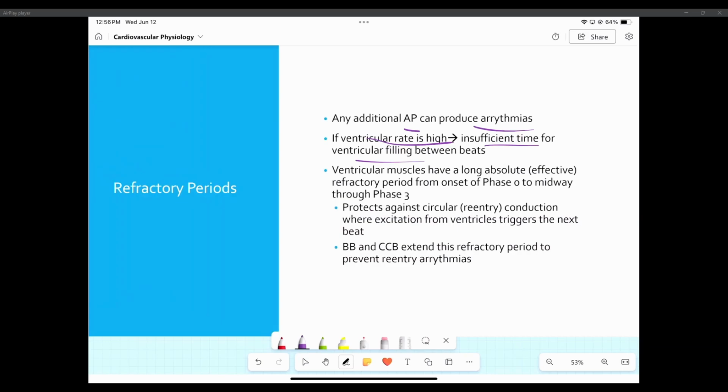So ventricular muscles have a very long absolute refractory period, from the onset of phase 0 through phase 3. This is important to protect us against re-entry rhythms, meaning when you have an abnormal beat in the ventricles, it comes up to the atria and starts cycling on itself, causing very, very fast heart rates. So that refractory period helps protect against these bad arrhythmias. And obviously we can alter that with beta blockers and calcium channel blockers.